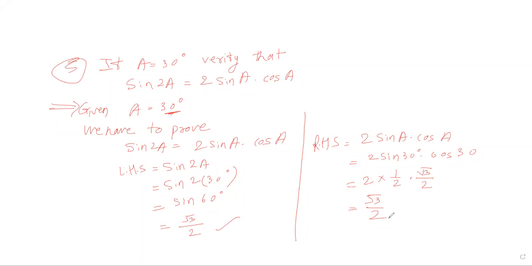Now the right side and left side are the same. See, root 3 upon 2 and root 3 upon 2. That means sin 2A is equal to 2 sin A into cos A. This answer is the same, which means the equation is also the same, right side and left side. So hence the proof. Clear? Yes, ma'am. So, next example.